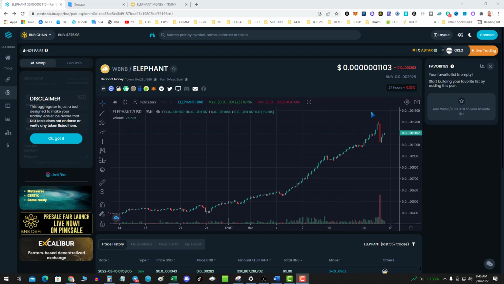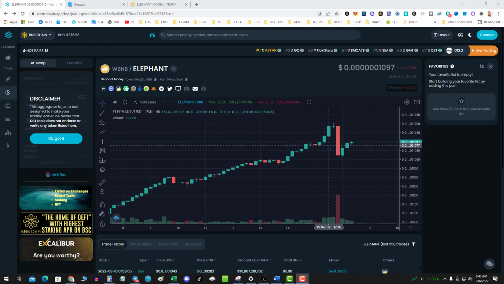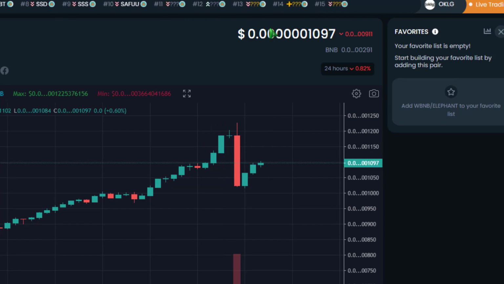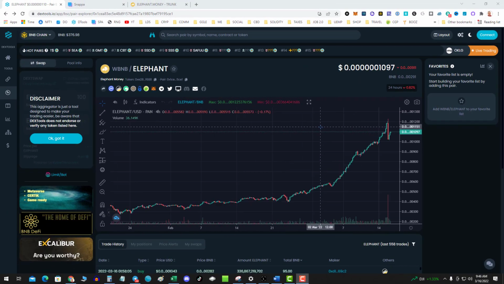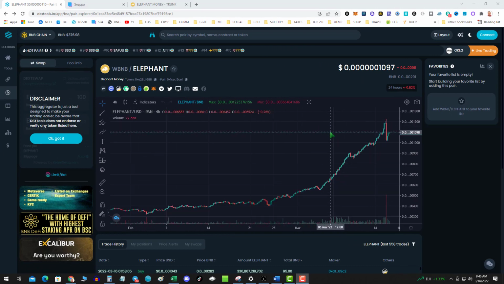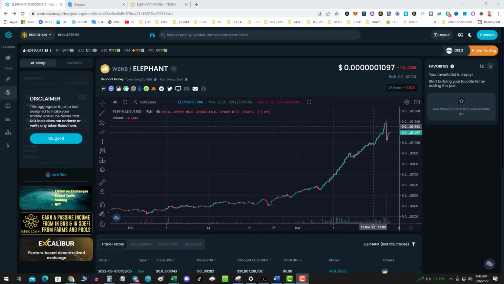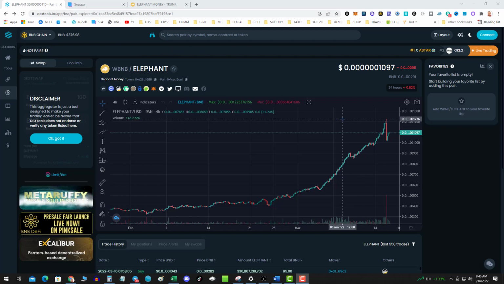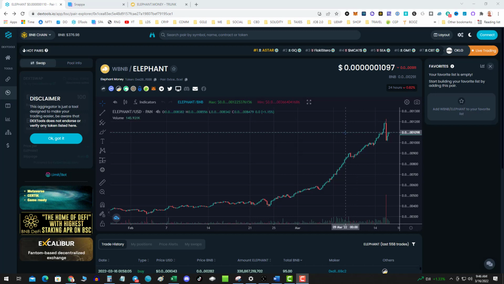First and foremost, everyone was focused on this red candle, and they're like, oh my gosh, what's this red candle? A whale sold all this Elephant. Well, no, that was not a whale. That was a smart contract doing an automatic liquidity event, and this happens when a rebalance event occurs. So to understand what the rebalance event is, we have to talk about the graveyard.